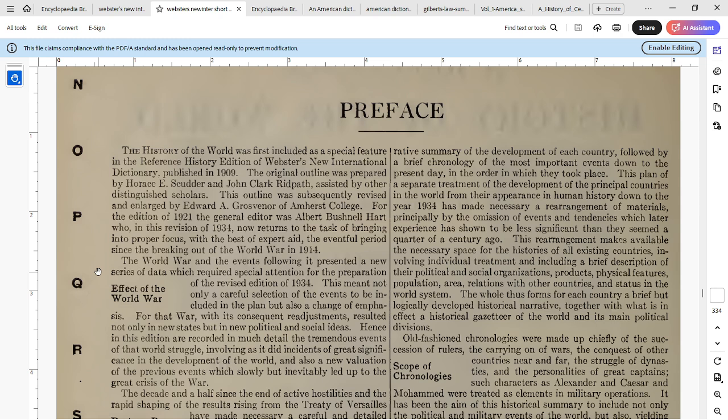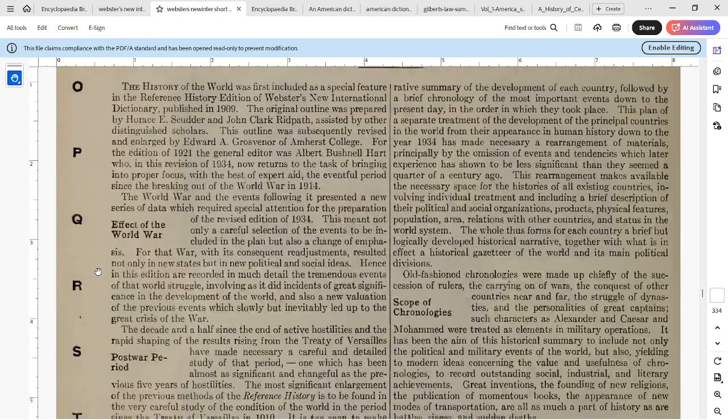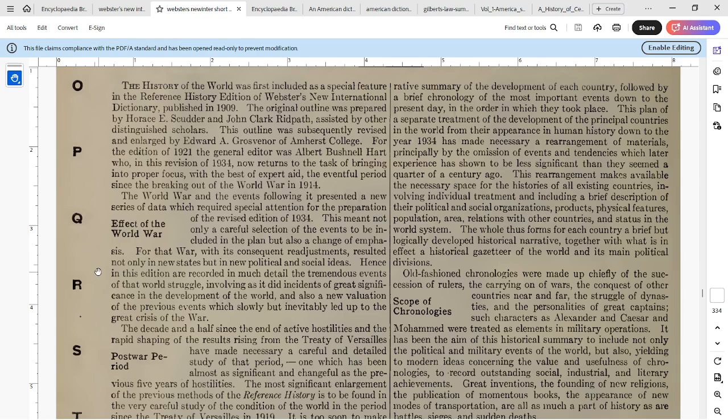This plan of a separate treatment of the development of the principal countries in the world from their appearance in human history down to the year 1934 has made necessary a rearrangement of materials, principally by the omission of events and tendencies which later experience has shown to be less significant than they seemed a quarter of a century ago. This rearrangement makes available the necessary space for the histories of all existing countries, involving individual treatment and including a brief description of their political and social organizations, products, physical features, population, area, relations with other countries, and status in the world system.